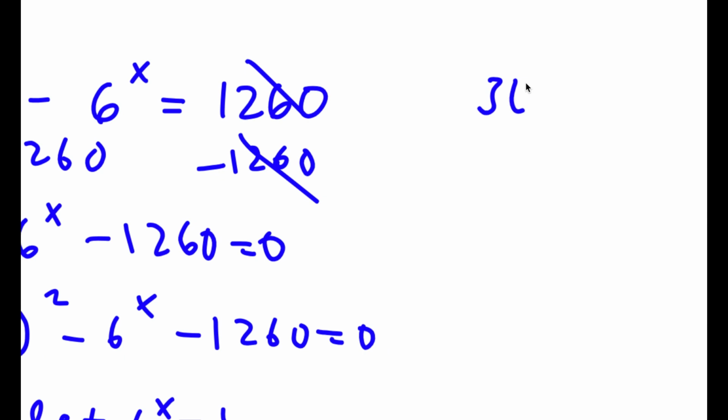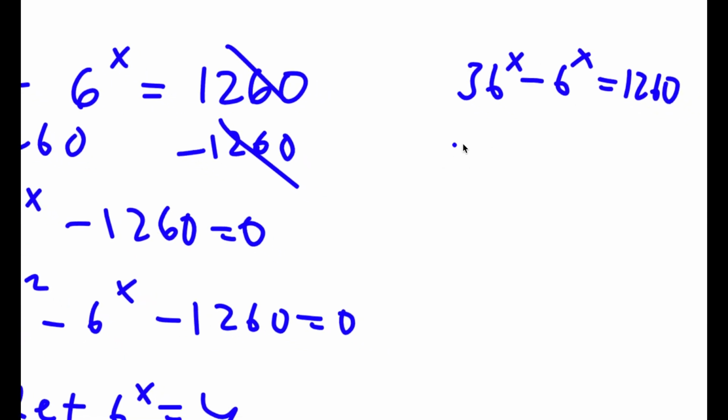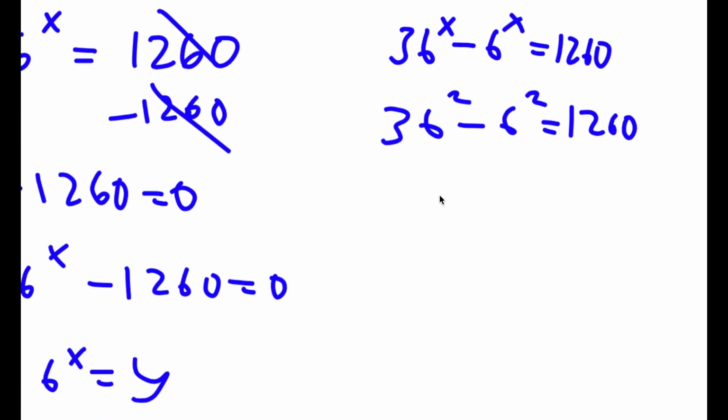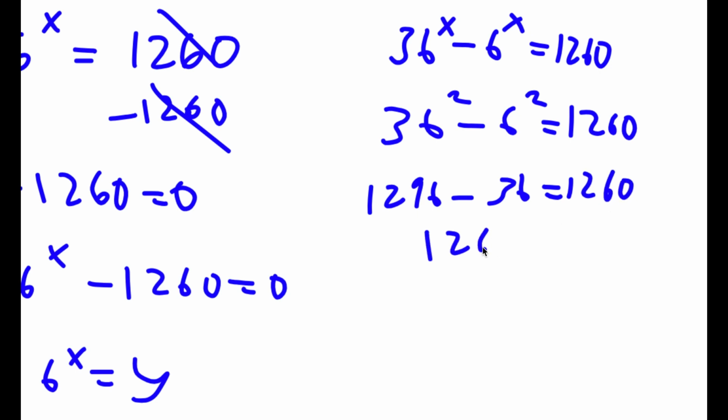So I have 36 to the power of x minus 6 to the power of x is equal to 1,260. So I have 36 squared minus 6 squared is equal to 1,260. And this is the same thing as 36 squared is equal to 1,296 minus 36, which is equal to 1,260, meaning 1,260 is equal to 1,260, and because this is right, our solution is right.